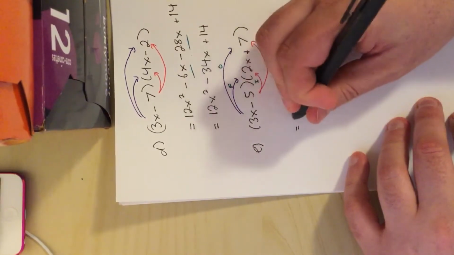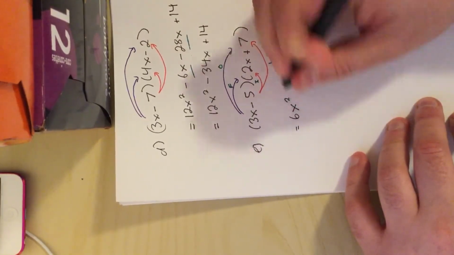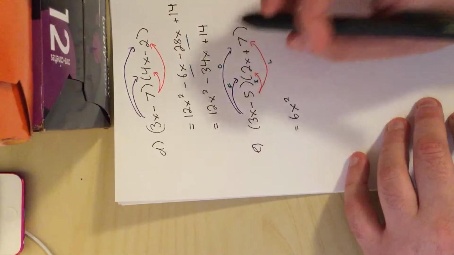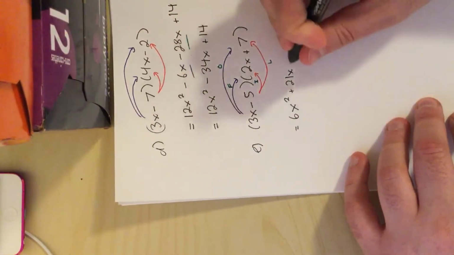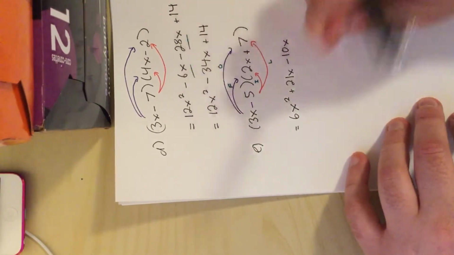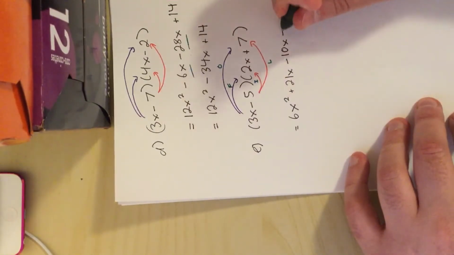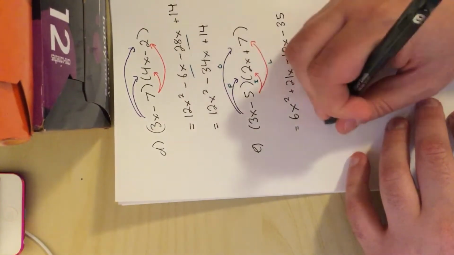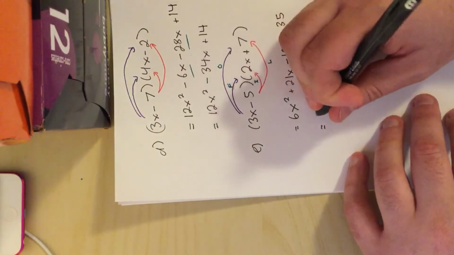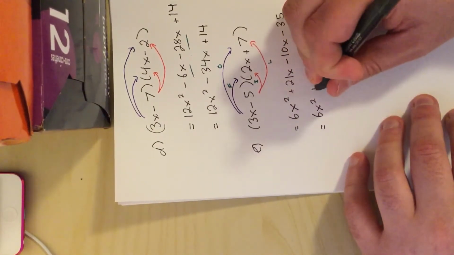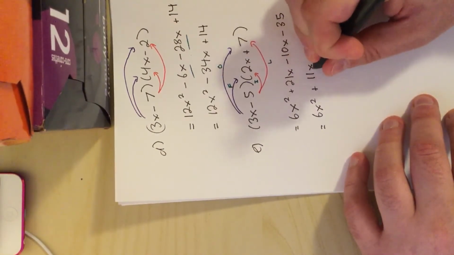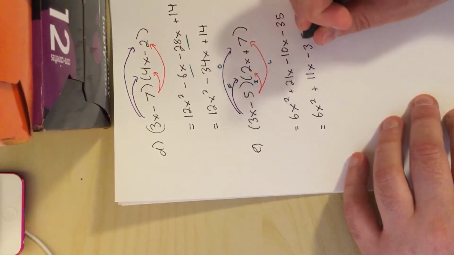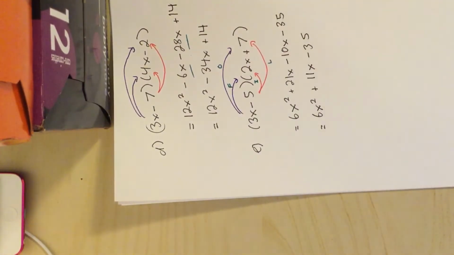3 times 2 is 6. X times x is x squared. Do the outside terms. 3 times 7 is plus 21x. Negative 5 times 2 is minus 10x. And negative 5 times plus 7 is negative 35. So that's going to give us 6x squared plus 21 minus 10 is 11x minus 35. And that's E.